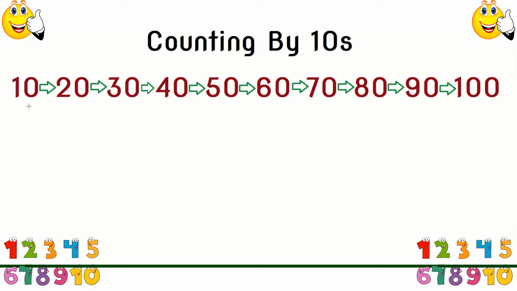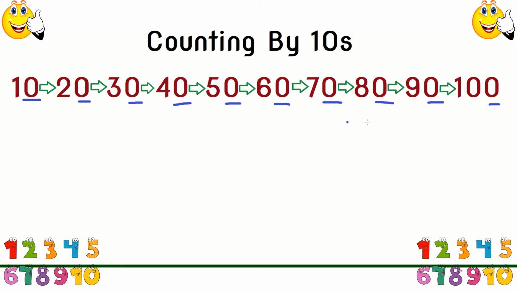So as you can see here, we are counting by tens up to 100. What do you think all of these numbers have in common? They all end in 0. They all have the 0 right here at the end. And we only see the first number here.